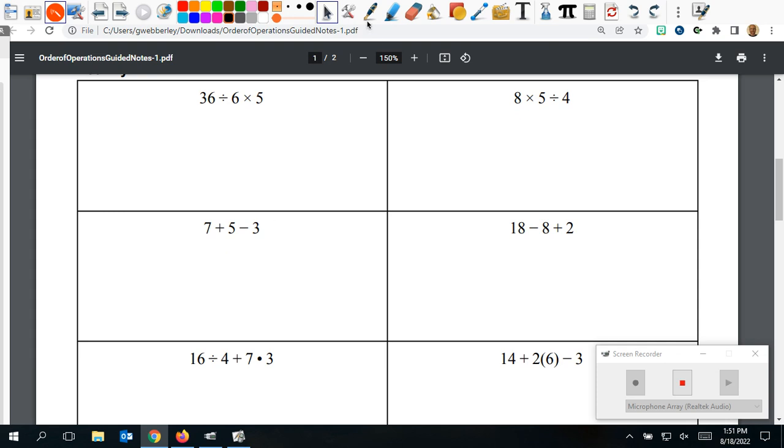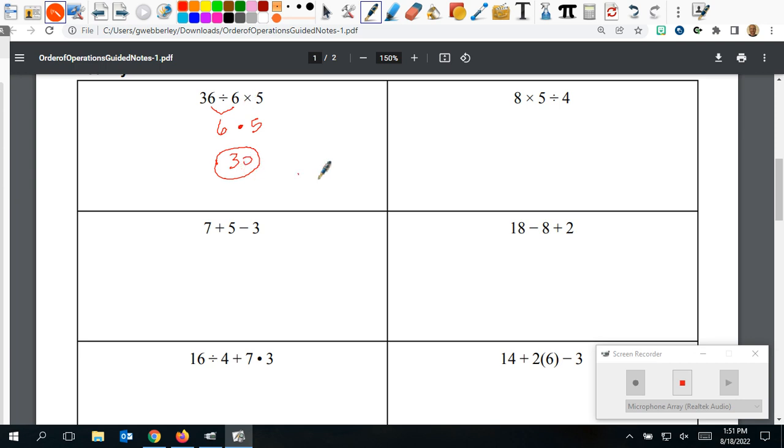With the first one, 36 divided by 6 times 5, as we read it across, we come to the divide before the multiply. So we want to do those two first. 36 divided by 6, what number is that? 6. So it's 6 times 5. I'm going to put a dot for 5. And now what's our final answer with 6 times 5? 30. There it is. If I had multiplied first and did 6 times 5, that would be 30, and 36 divided by 30 is not 30. So that'll give me a different answer.